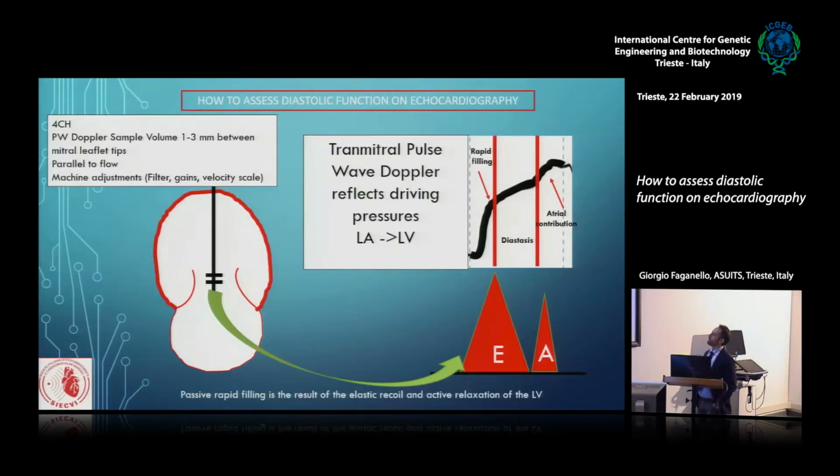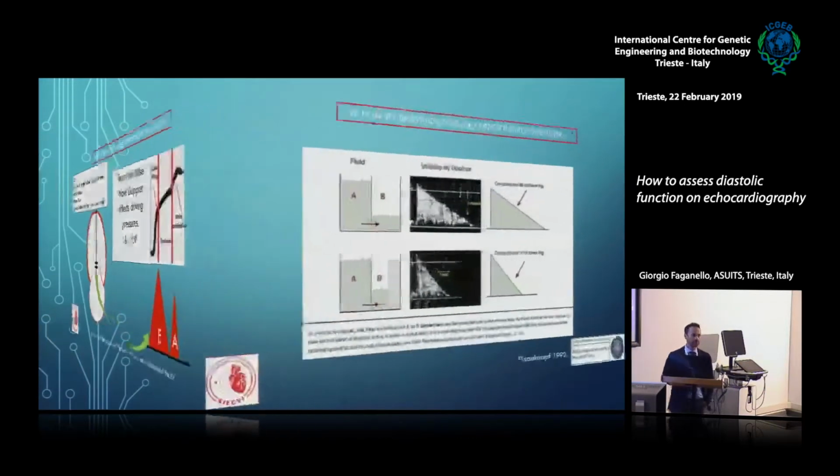And what happens is that you get 2 waves, E wave and A wave. The E wave is the passive flow, because it comes from this pressure gradient between LA and LV, and then the kick of the atrium, which is the atrial contraction at the end of the diastole. Okay? 2 waves. But what happens if you have a diastolic dysfunction?